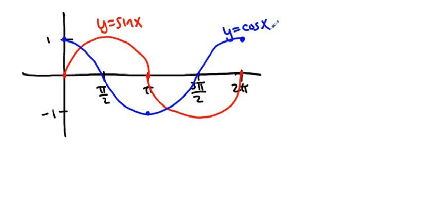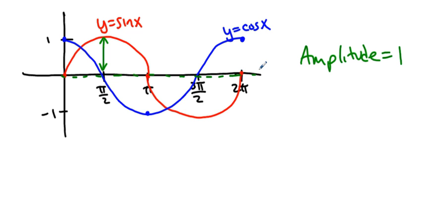Some things you should know about these graphs. The amplitude of each graph is 1. The amplitude is the vertical distance between the max and the midline. The midline is the line that runs right through the middle of the trig graph. The period of each of these graphs is 2 pi, because after 2 pi has passed horizontally, we have finished one cycle. Period talks about how long it takes to go through one cycle.